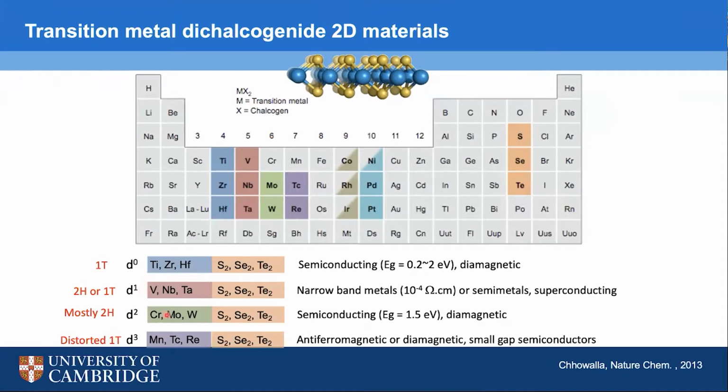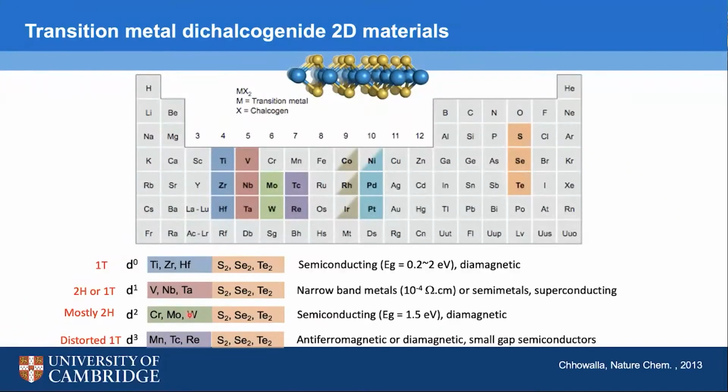If you take a compound like molybdenum disulfide, it has an even number of electrons in the d orbital, and so these compounds tend to be mostly semiconducting with a sizable band gap. But you can induce the metallic phase in MoS2 by adding an additional electron to the d orbital of the molybdenum, for example by doping. Then you end up with an odd number of electrons, similar to these d3 types of compounds, and these tend to be small band gap semiconductors or metals.